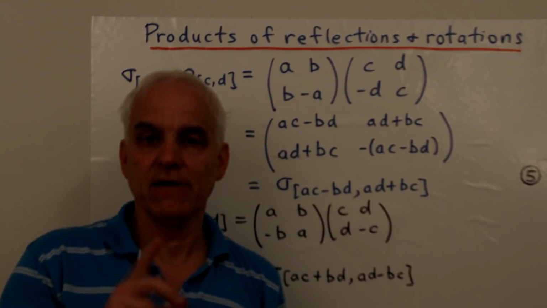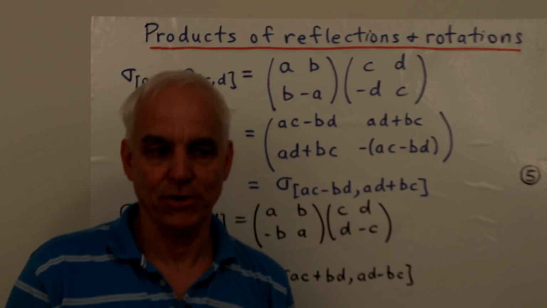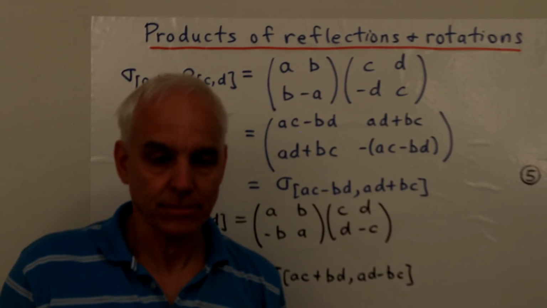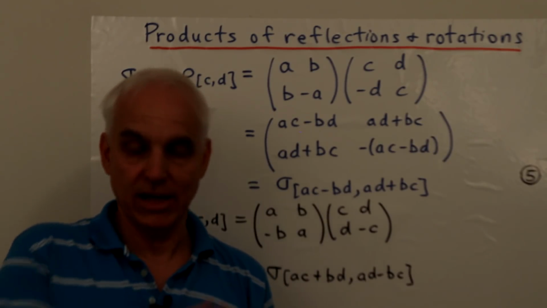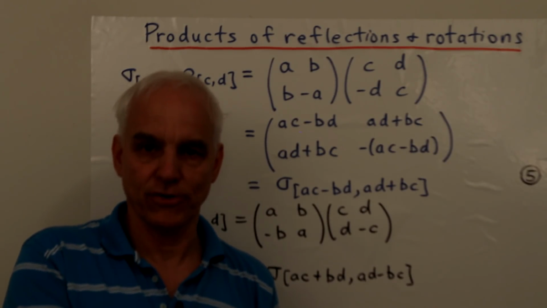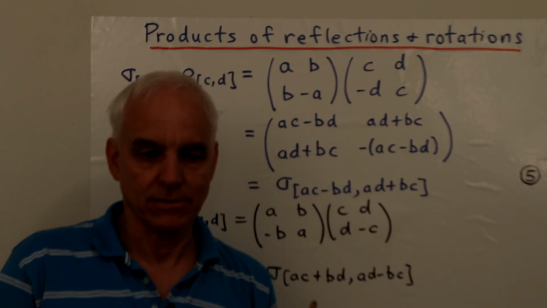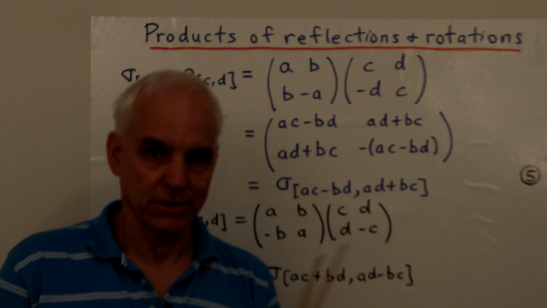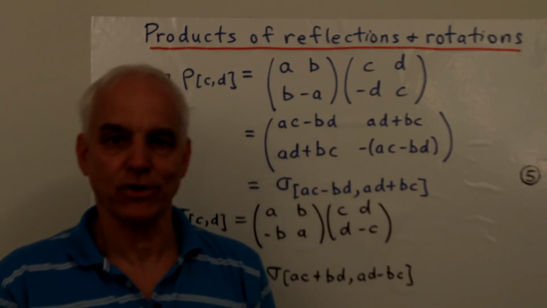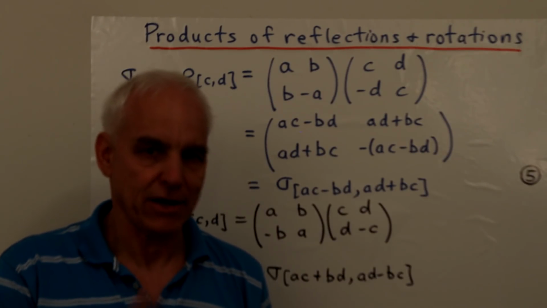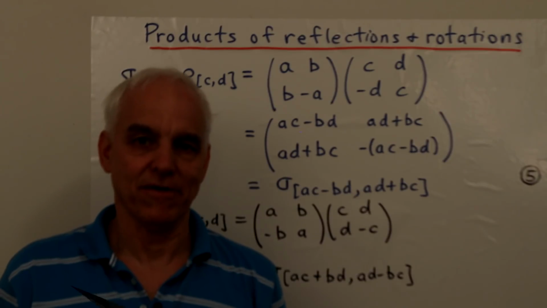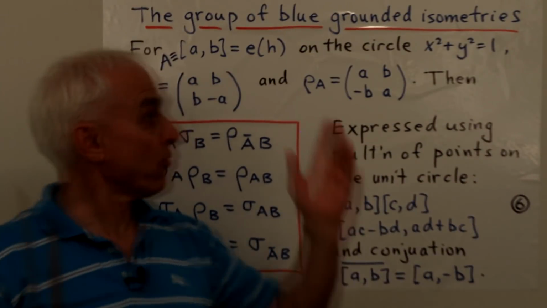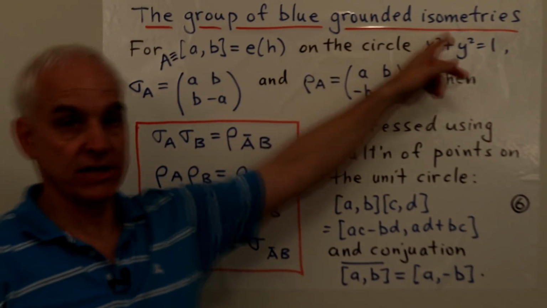It's a little bit like even and odd when you add. Okay, so when you add two evens or you add two odds, you get even. That's like the rotations. And if you add even and odd, then you get odd. That's like the reflections. So the reflections are sort of like odd, and the rotations are a little bit sort of like even. Okay, so now we can describe the group of blue grounded isometries.